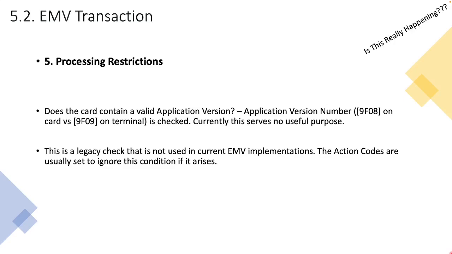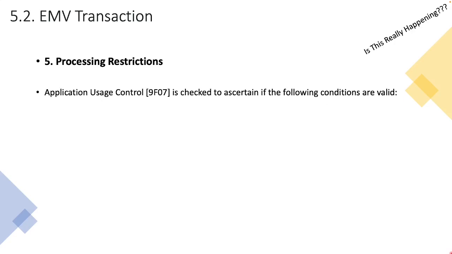Okay, and yeah, so generally the action codes for this kind of occurrence is usually set to ignore. Okay, so basically take no action if this is flagged during the transaction, right?